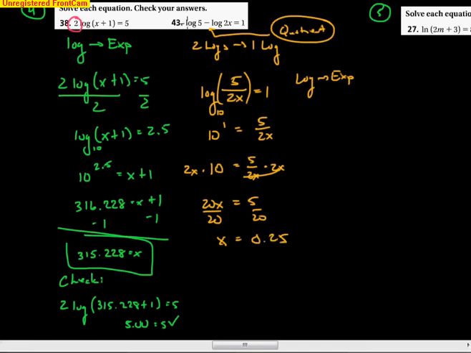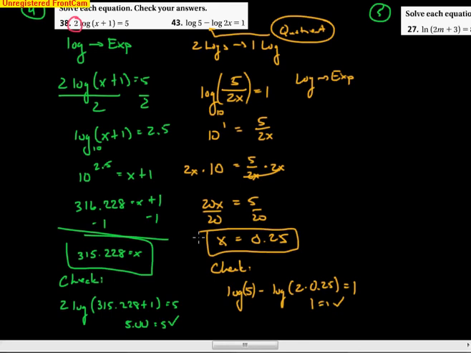Now let's check this by plugging it into the original equation. Log 5 minus log of 2 times 0.25 should equal 1. So log 5. Now notice there's a parenthesis for this 5. Make sure you close it before you start doing anything else. Minus log of 2 times 0.25. And I got 1 exactly. 1 equals 1. And there we go.